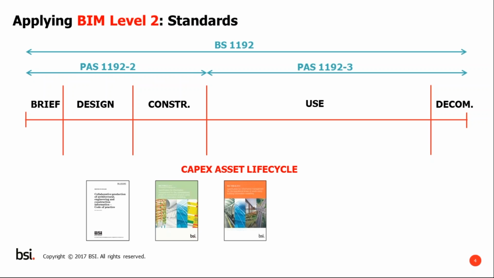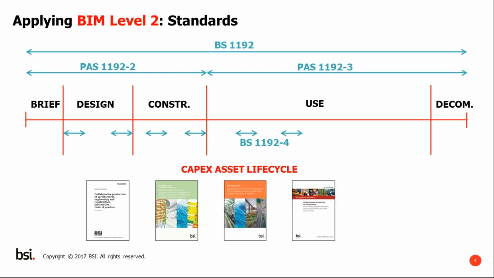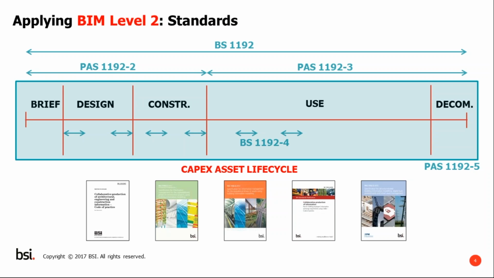We have BS 1192, which describes the common data environment, which I'll describe later on, as well as the standard methods and procedures that need to be implemented in managing the common data environment. We have BS 1192 Part 4, or COBie. This is how you transfer structured information on maintainable assets. That's essentially an example of a scheme for transferring information. And then finally, we have PAS 1192 Part 5. This is the information security Kitemark.